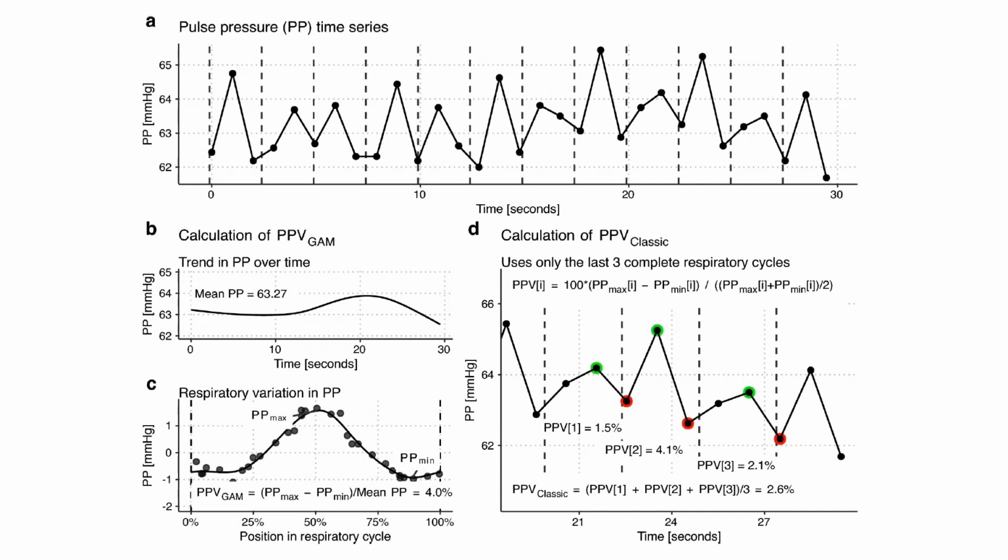and that is the classic method of calculating pulse pressure variation. And then we also applied a newer method where we used what is called a generalized additive model to basically decompose a series of pulse pressures into a slow trend over time, and then the respiratory variation in pulse pressure, which is what we're interested in.